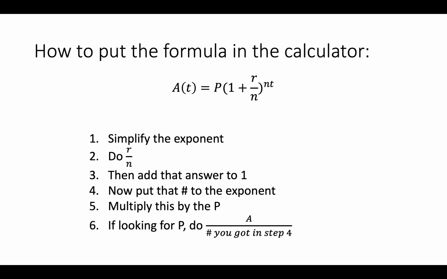Now I take that number I got and multiply it by whatever our principal was, and then round it to 2 decimal places because we're talking about money. And now that is going to be your final answer.